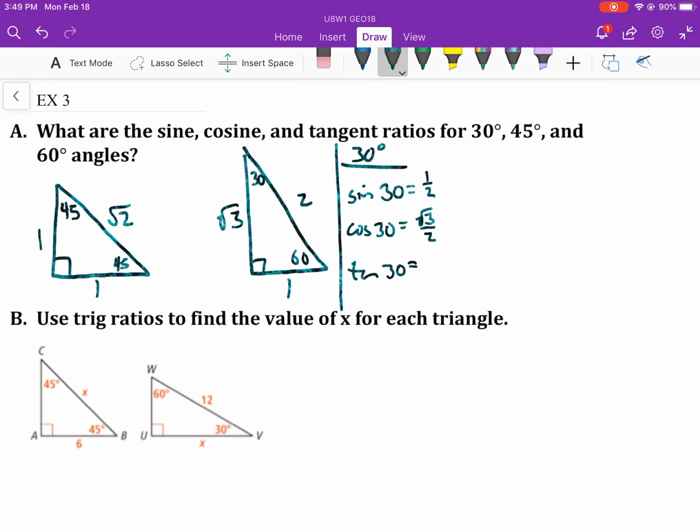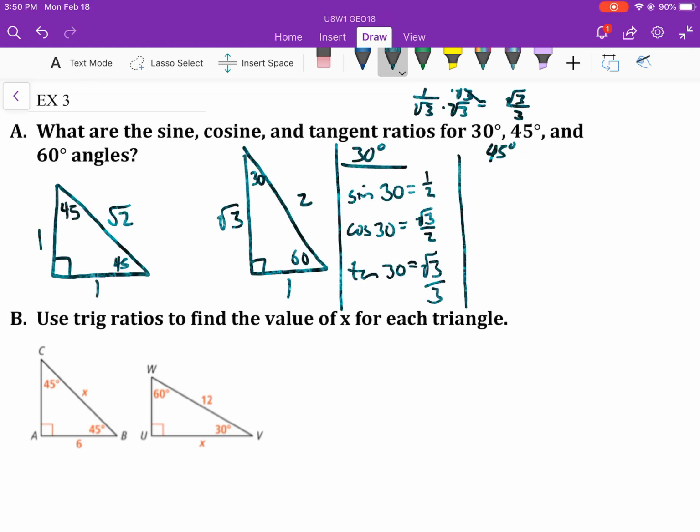And tangent 30 is equal to 1 over the square root of 3, which is also known as the square root of 3 over 3, because you can't have a square root on the bottom. So then what you would do there is you have 1 over the square root of 3. You'd have to multiply the top and the bottom by the square root of 3 to get that radical out of the bottom. And that would leave you with the square root of 3 over 3.